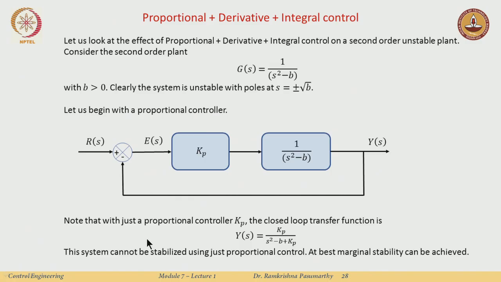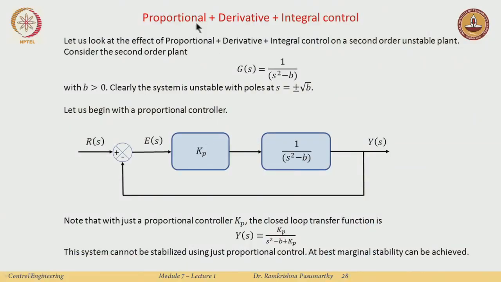Okay, now let us combine all these things. We started with proportional plus integral control, and later on we saw proportional plus derivative control. Now, let us combine all these things together and see what is the effect of each of these things, right. Okay, so let us look at the effect of P plus D plus I on a second order unstable plant. So, let me say that I am starting with a plant which looks like this. G of s is 1 over s square minus b, and for b greater than 0, the system is always unstable because my poles are plus minus square root of b.